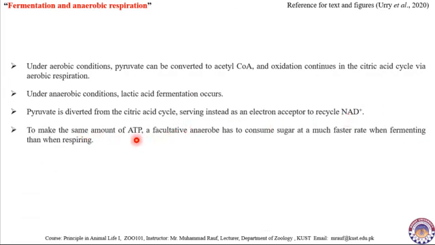To make the same amount of ATP, a facultative anaerobe has to consume sugar at a much faster rate when fermenting than when respiring. So a facultative anaerobe which cannot carry out aerobic respiration, if it desires to produce the same amount of energy as produced in aerobic respiration, will have to increase the efficiency of fermentation by several degrees.